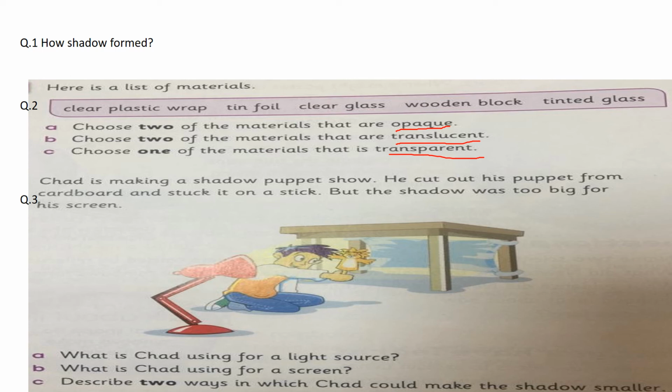This question is really important. They said Chad cut out his puppet from cardboard and stuck it on a stick, but the shadow was too big for his screen. So what is Chad using for a light source? If he wants to make the puppet's shadow smaller, what is he going to do? Number one, he needs to move the source of the light away.